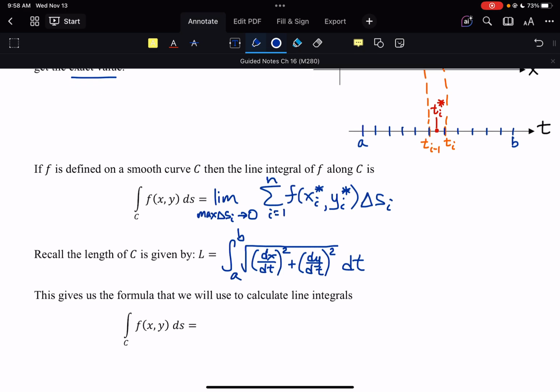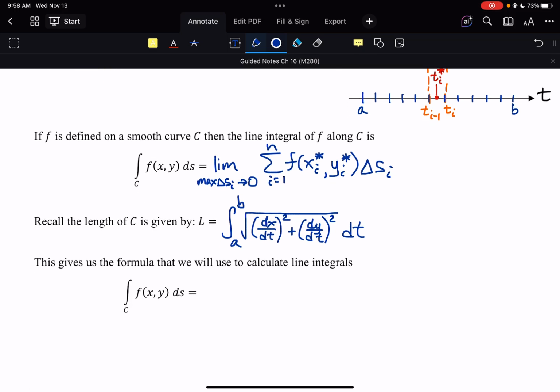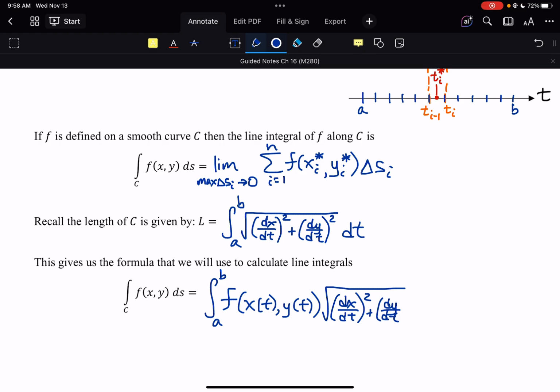So these two pieces of information together will give us a formula to calculate line integrals. So we say the line integral of f(x, y) ds over C is the integral from a to b of f(x(t), y(t)) times the square root of (dx/dt) squared plus (dy/dt) squared, dt.